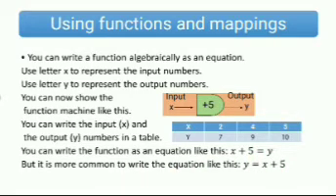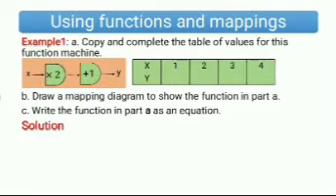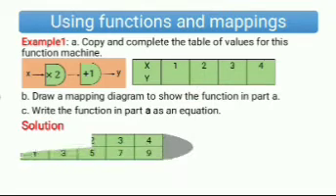Now let's try to do this example. Example 1. Copy and complete the table of values for this function machine. This is the function machine. We have x. The function machine here multiplies by 2, then adds 1. Then the answer will be y. Is that clear? So we are going to fill this table with this function machine. Now draw a mapping diagram to show the function in part A, then write the function in part A as an equation.